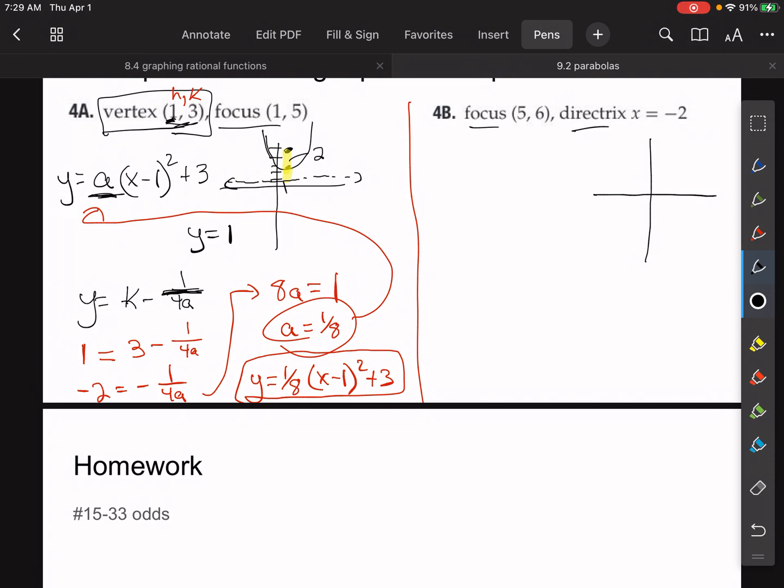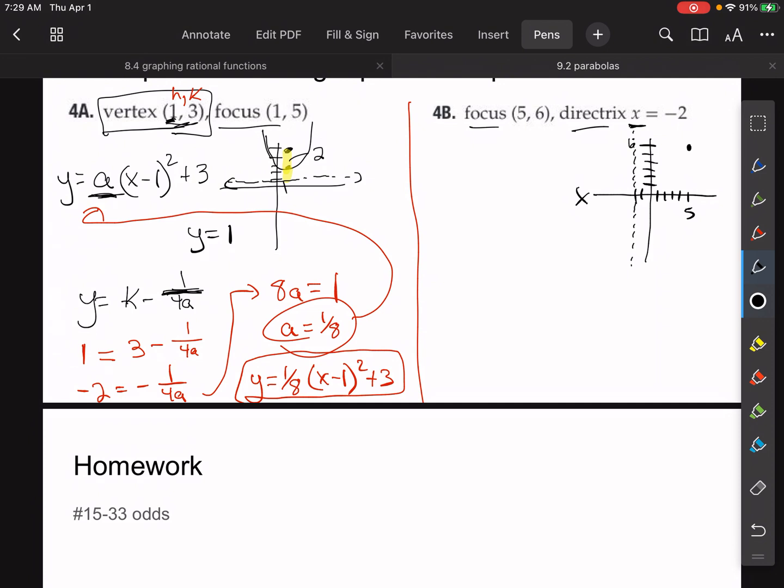That is kind of the key here. So the focus is at 5, 6. So this is 6, this is 5, and we're here. Okay, the directrix is at negative 2, and it's an x equals. So since it's an x equals, it's on the x-axis, and it's x equals negative 2.